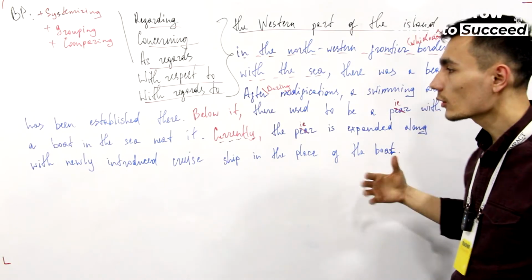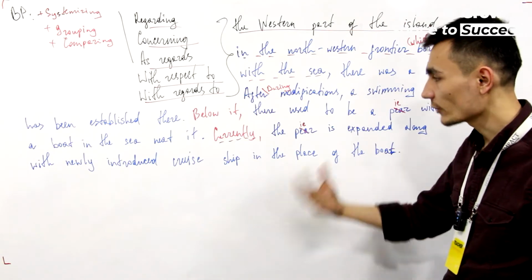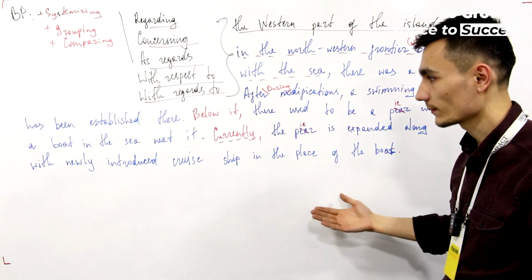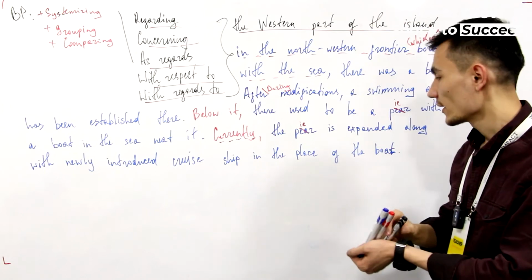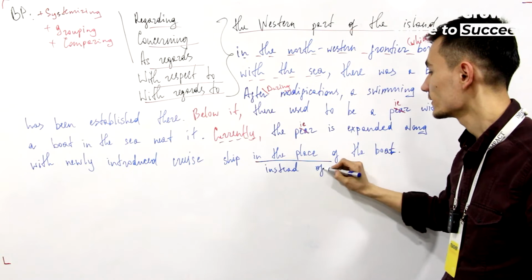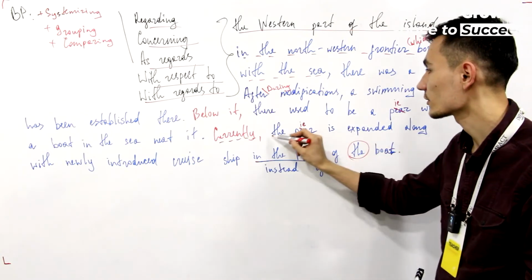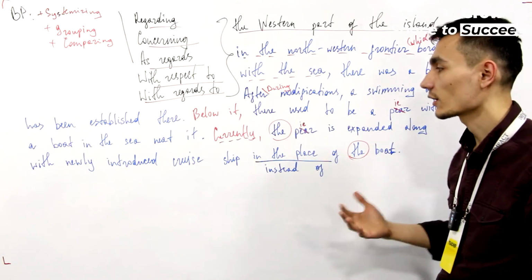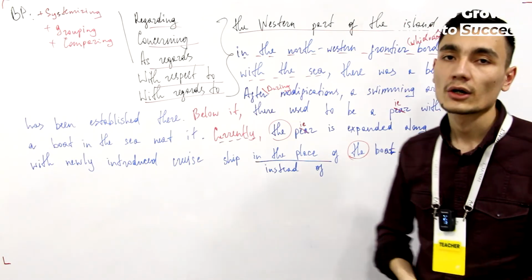So along with means and. I'm just saying as well as, or I'm just adding something else. Newly introduced cruise ship in the place of the boat, or instead of the boat. Let's just write instead also. Instead of the boat. The reason why we are saying the is because we already talked about them in the previous sentence. So it's the definite article. We're using the definite article because we already know what we are talking about.